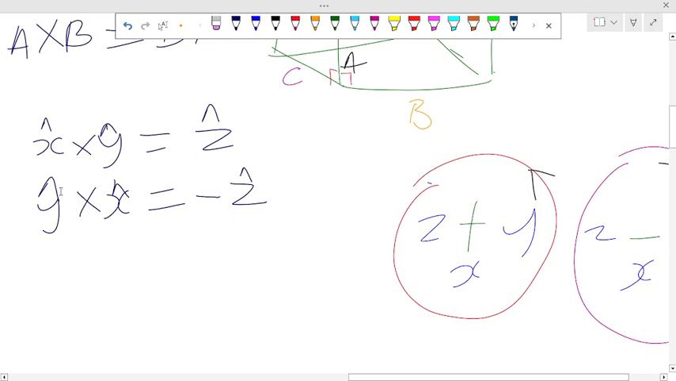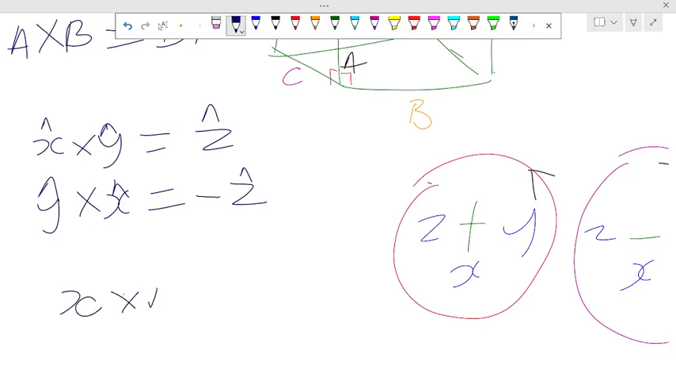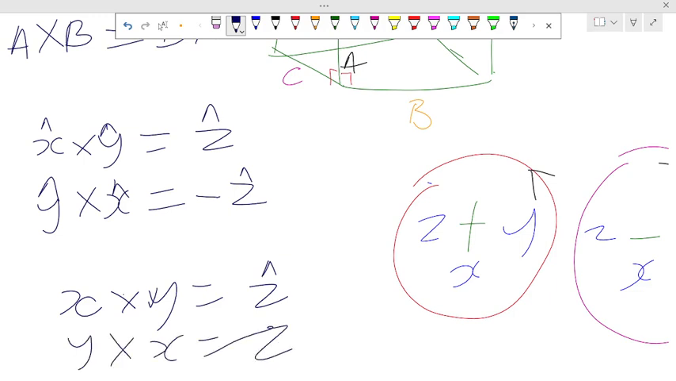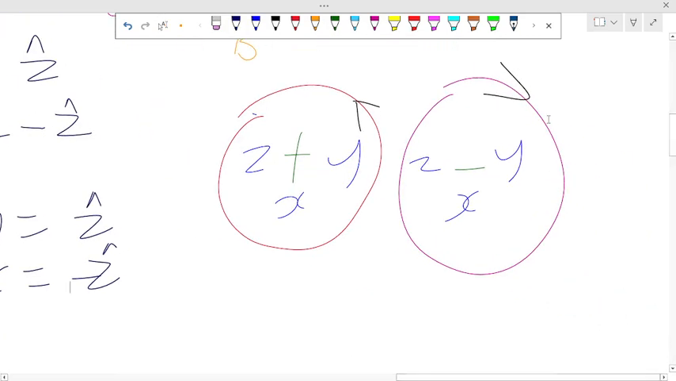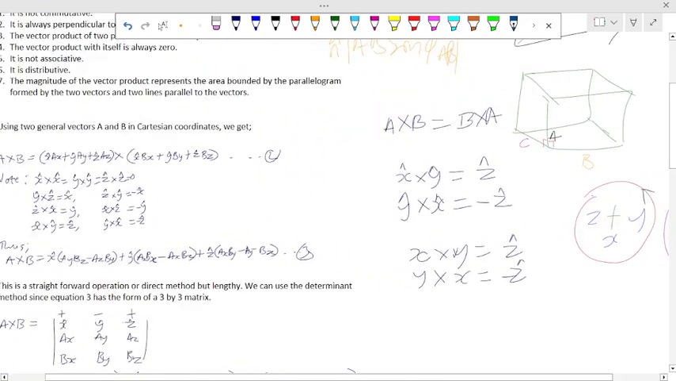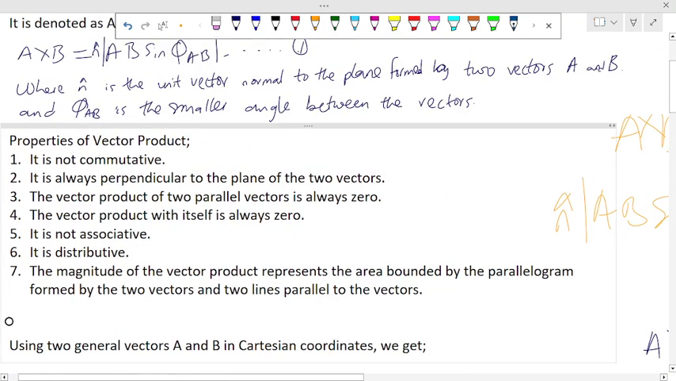So it is not commutative. Commutative just means that X cross Y equals something, and if you change the order, if you switch which one comes first, it must be the same. That's the meaning of commutative. But in this case, it is not commutative. We'll come back to this later, maybe in the next video, because it will help us simplify cross products. So just have this in mind. I hope that's clear. Then it's always perpendicular, which I've said already.